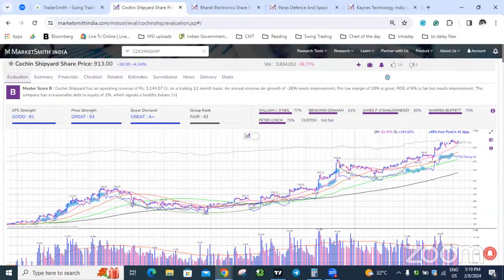But if someone is really a momentum chaser, really interested in chasing the momentum and able to manage the risk, then obviously one can buy. Otherwise, as such, there is no negativity in almost any major PSU stocks, including this Cochin Shipyard.